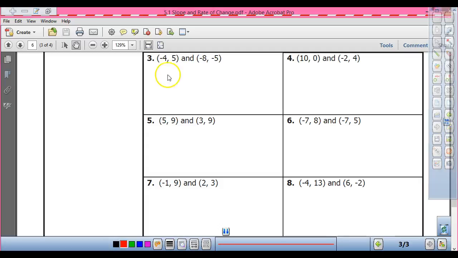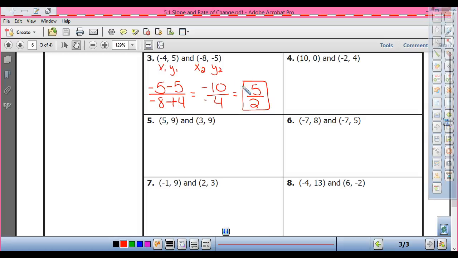Alright, so label it. x1, y1, x2, y2. Chris, what's going on top? There you go, negative 5 minus 5. Over, Izzy, what's going on the bottom? Negative 8 minus negative 4 turns into a plus 4. So, negative 5 minus 5? Negative 10 over negative 4. Okay, so now negative divided by negative is a positive. So our new fraction is going to be positive. And what do we get? 5/2. So positive 5/2.